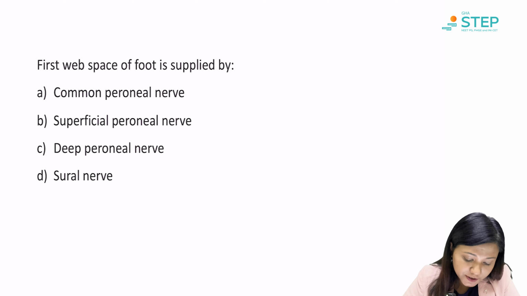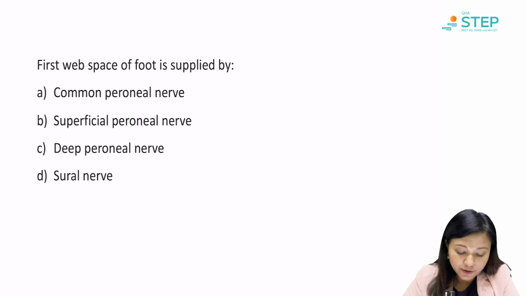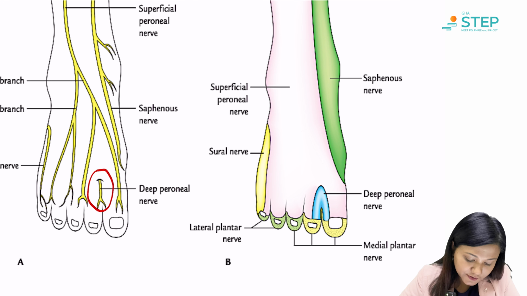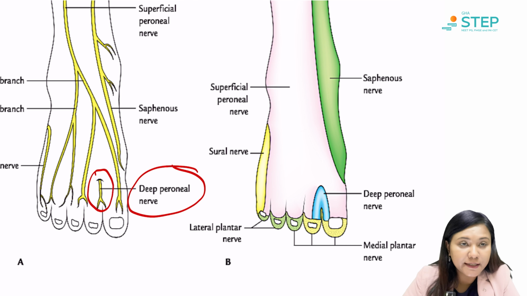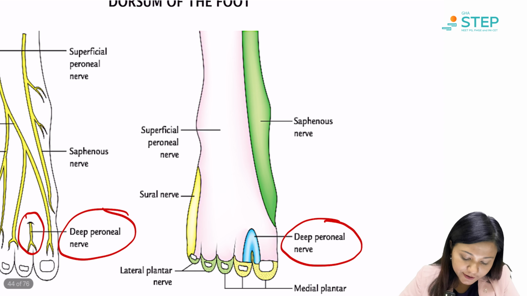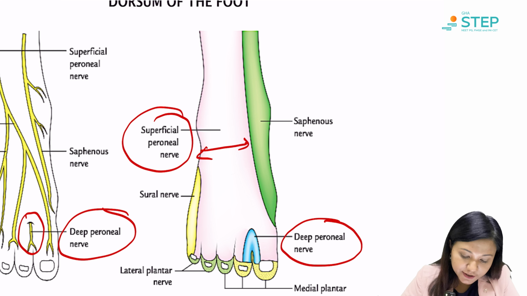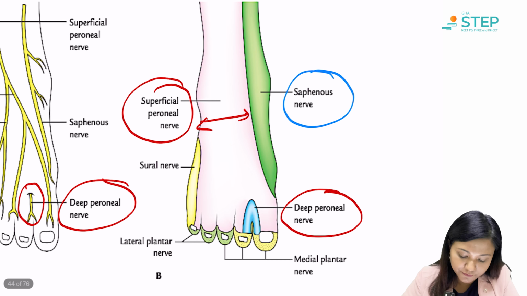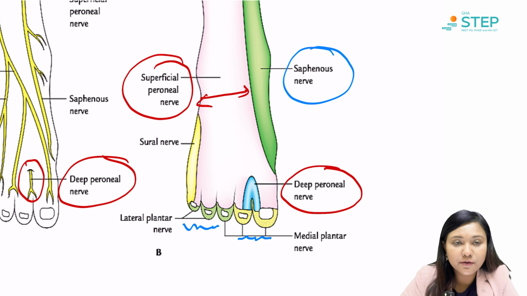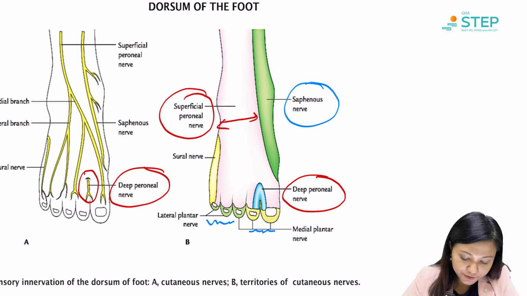Now, the first web space of the foot is supplied by the common peroneal, superficial peroneal, deep peroneal, or sural nerve. If you see the web space here, this is the first web space, and the first web space is supplied by the deep peroneal nerve. Above that, the entire lateral aspect is supplied by the superficial peroneal nerve. The medial aspect is supplied by the saphenous nerve. And at the tip, laterally, lateral plantar, and medially you will have the 1.5 fingers by the medial plantar. So the first web space is supplied by the deep peroneal nerve.